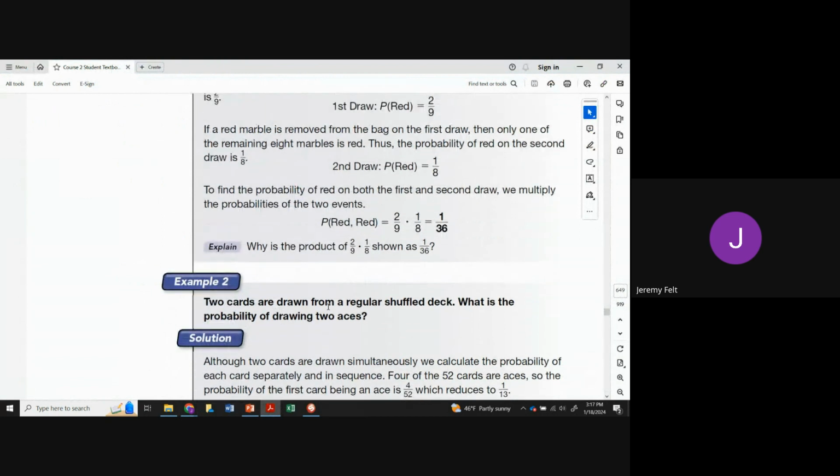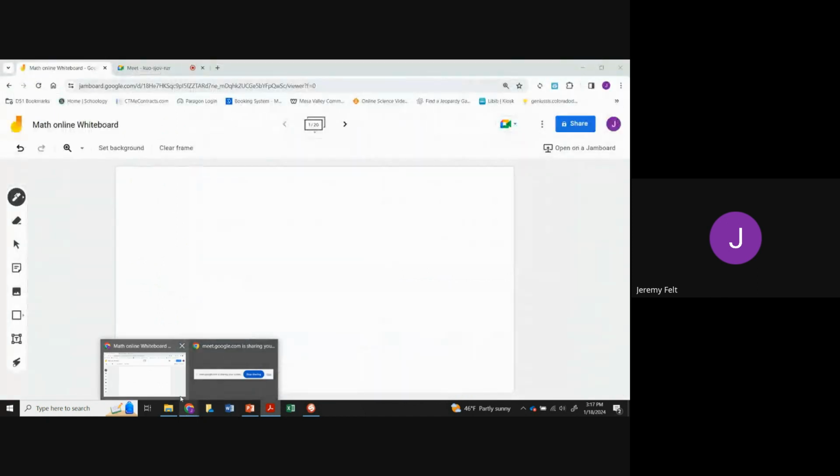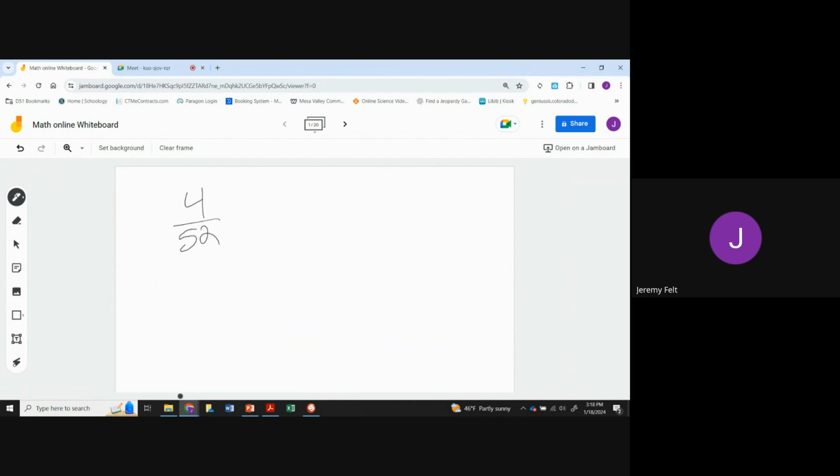Two cards are drawn from a regular shuffled deck. What is the probability of drawing 2 aces? Even though the cards are drawn simultaneously, we think of it in terms of one event after the other. We're not pulling one, replacing it, and then redrawing. So we're drawing 2 at the same time. But even though we don't pull one, look at it, and then pull another, it's still the same concept. So we have 4 aces out of 52 in a deck of cards. So we can reduce that down to 1 in 13. Now, for the second card we're drawing at the same time, there's really only 51 and only 3 aces left, so that reduces down to 1 in 17.